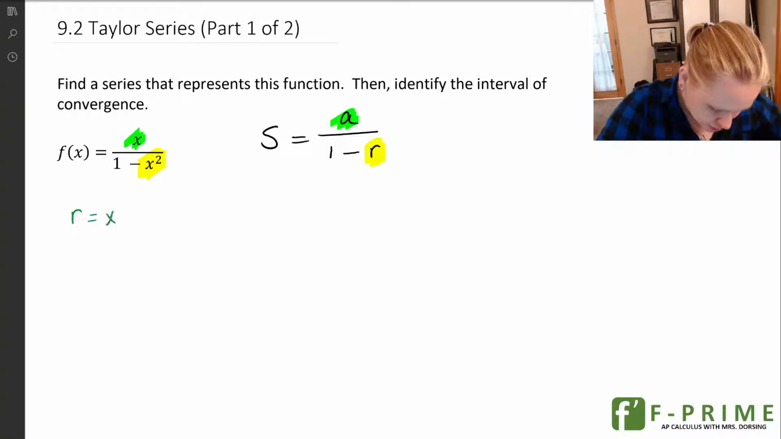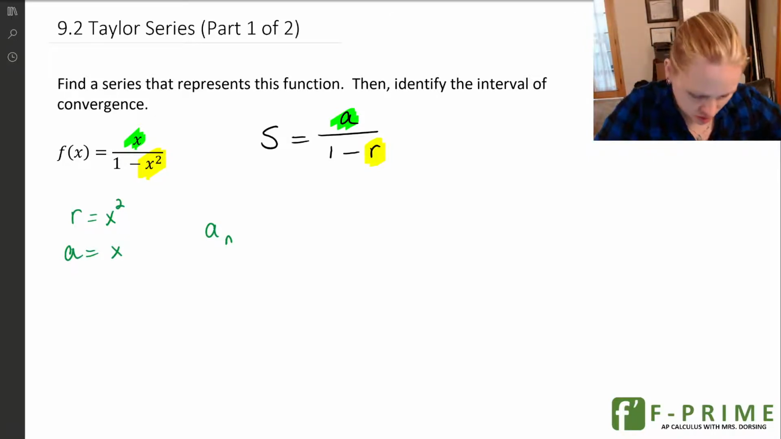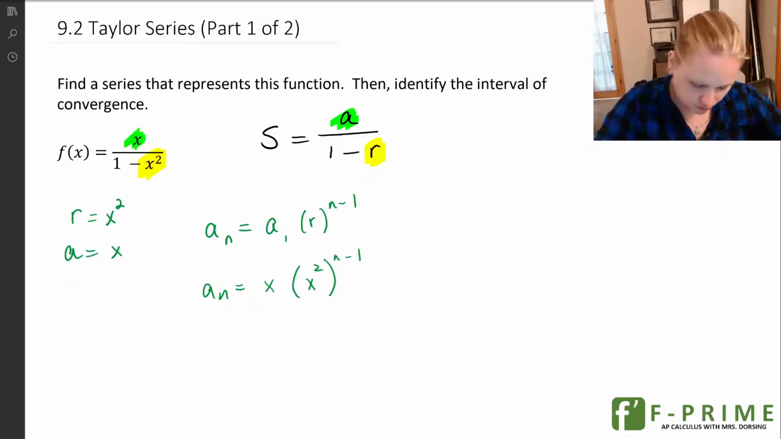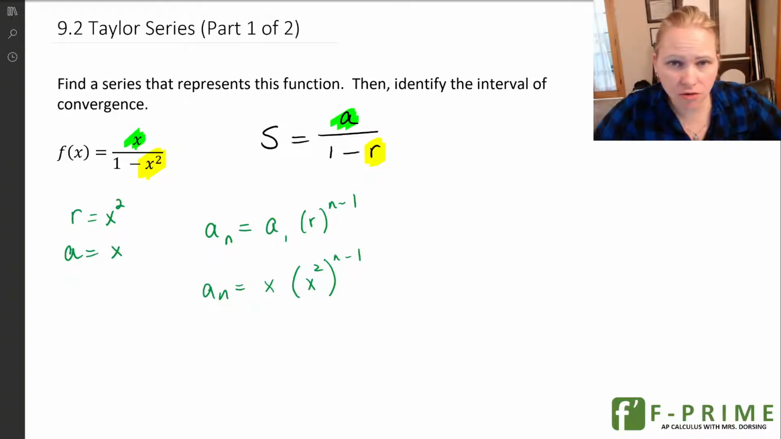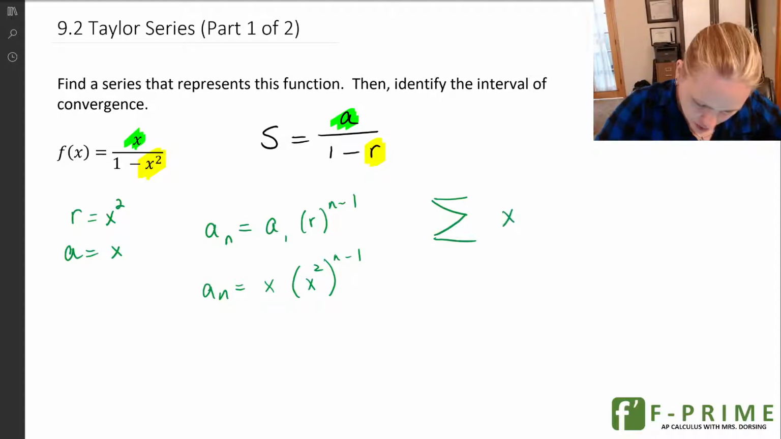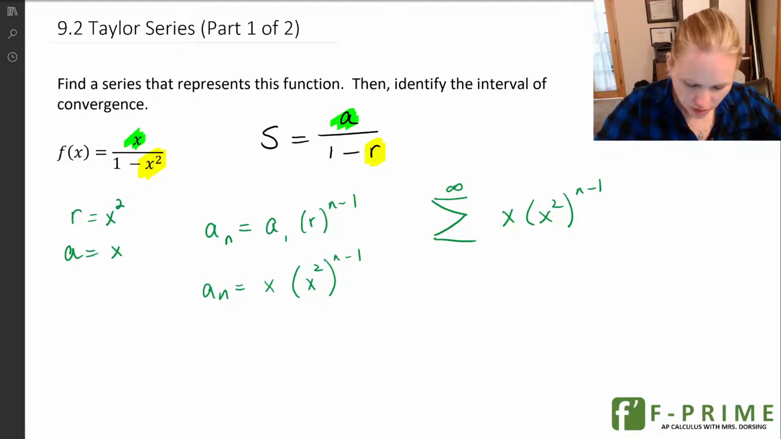If r is x squared and a is x, then for our general geometric sequence, remember the rule is a1 times r to the n minus 1. So here we would write a_n equals a1, which is x, times x squared to the n minus 1. Because we want a series that represents this function, we're going to put it into series notation. So we draw our little sigma, plop our rule right in there, and go from n to infinity.